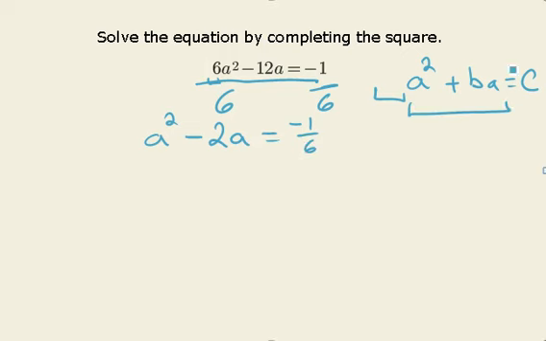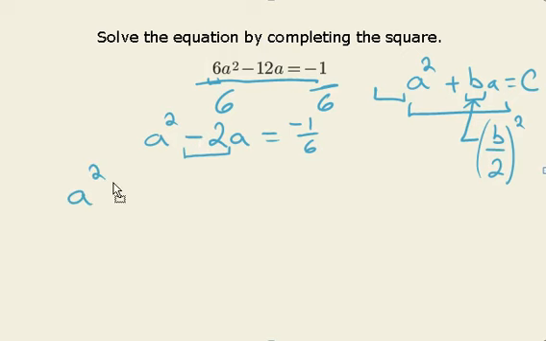Once we're in that form, what we do is look at the coefficient in front of our variable. Our variable now is a. A lot of times we're working with variables of x, but it doesn't matter what the variable name is. We look at the coefficient in front of our variable, this b term, and we take half of it, square that, and add that to both sides of our equation. So I'm going to look at the coefficient in front of my a term, negative 2, take half of it, square it, and add it to both sides.